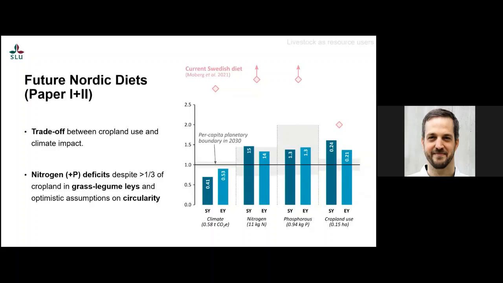Potentially to remedy these deficits, further increased recirculation could be considered, for example, by recirculating urine and feces from society. But even doing so, the systems would likely need to rely on other external sources to supply enough nitrogen and phosphorus to the soils.